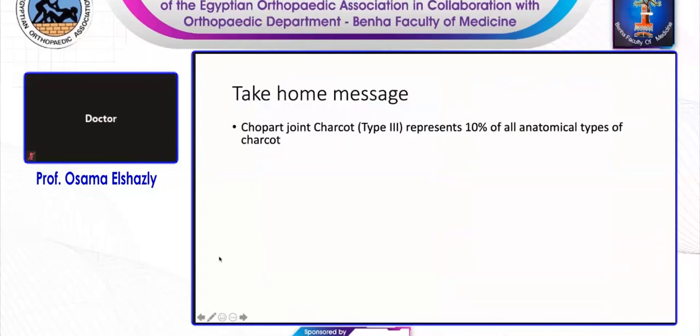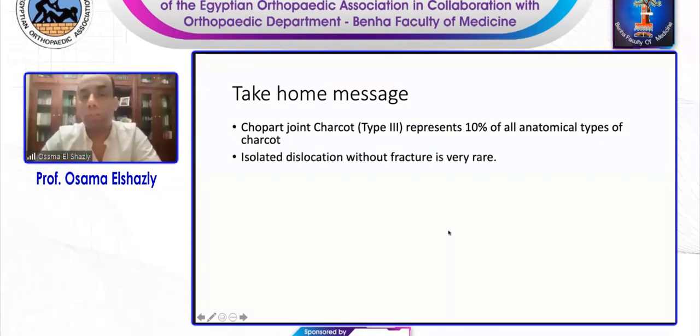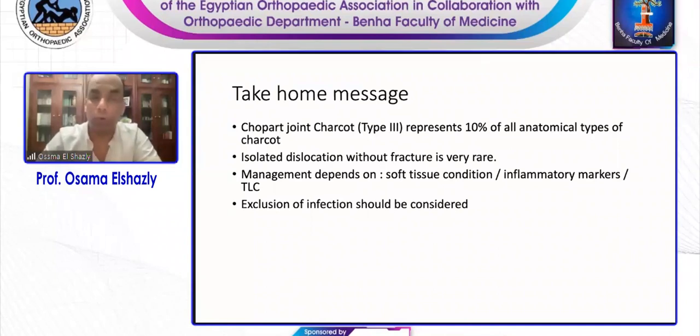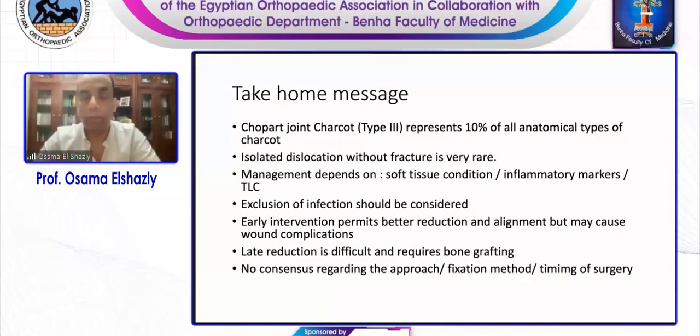The take-home message here: remember that midfoot joint affection represents rare cases. It's 10% of all types of Charcot, but if you have isolated dislocation without fracture, it's very rare. We have some case reports. Isolated dislocation may be treated differently from classic Charcot. We don't need here to wait until the acute phase passes, but you can reduce it quickly and fix it with proper immobilization and also postpone weight bearing for a longer time. This may avoid having problems of diabetic ulcers, as we saw in the previous lectures.